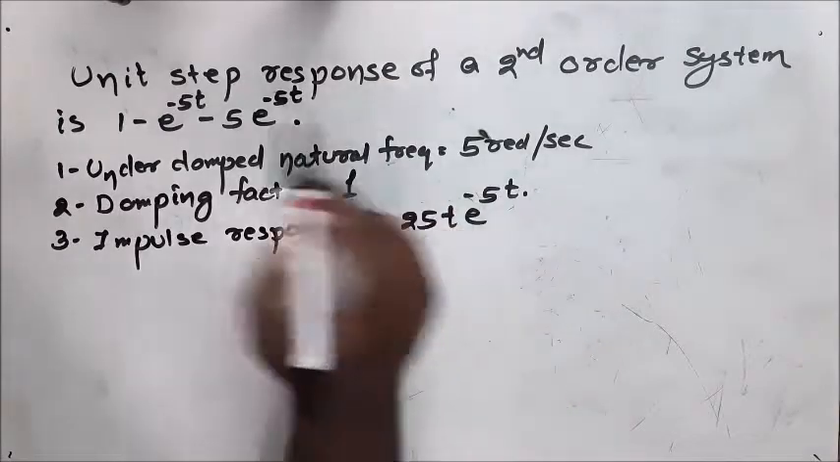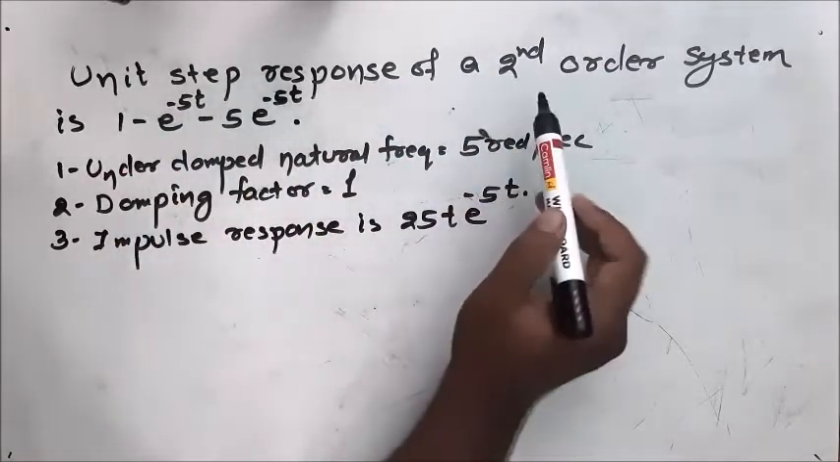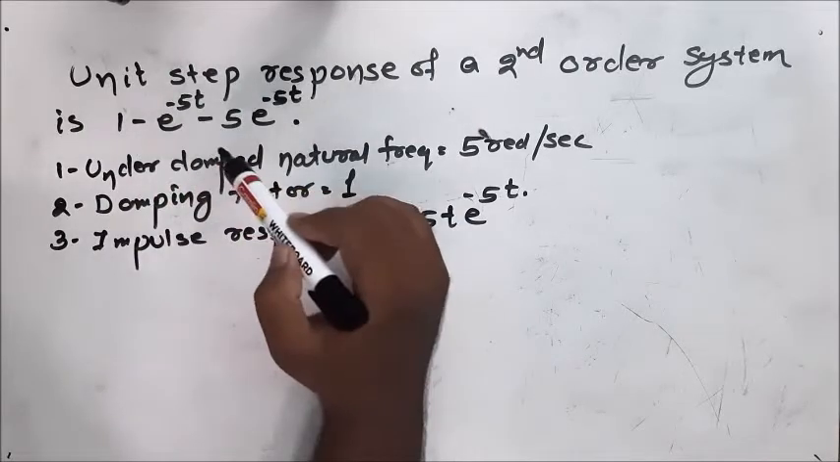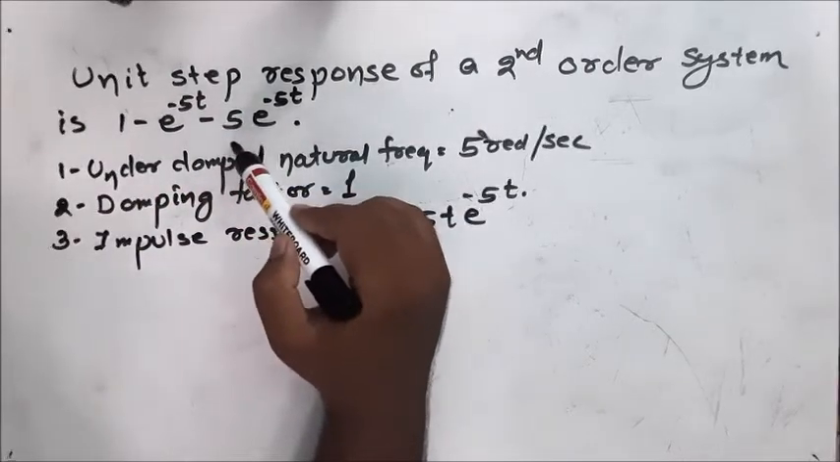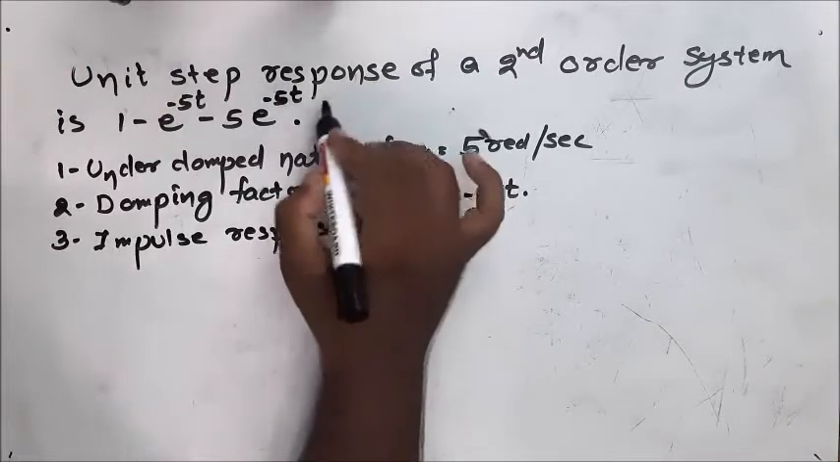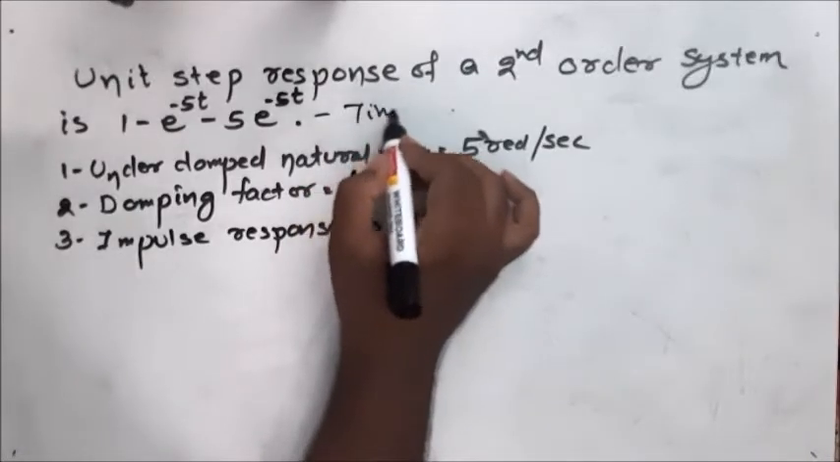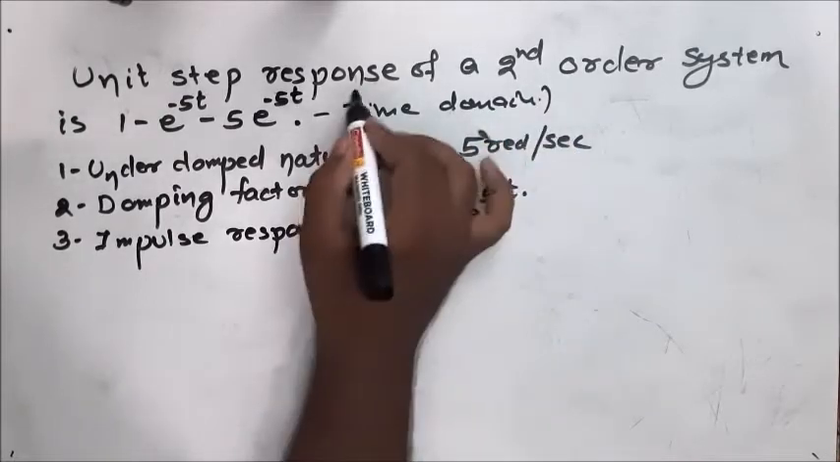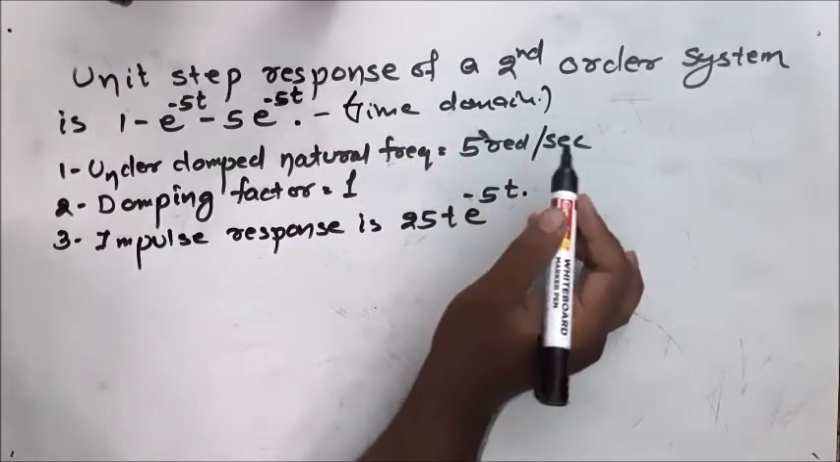Here the question says the unit step response of a second order system is 1 minus e to the power minus 5t minus 5t e to the power minus 5t. This is in time domain. So always remember, convert the time domain into the frequency domain to solve the problem.